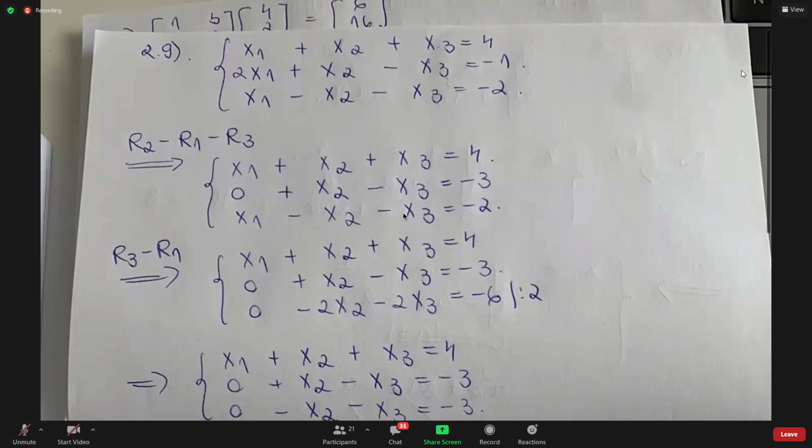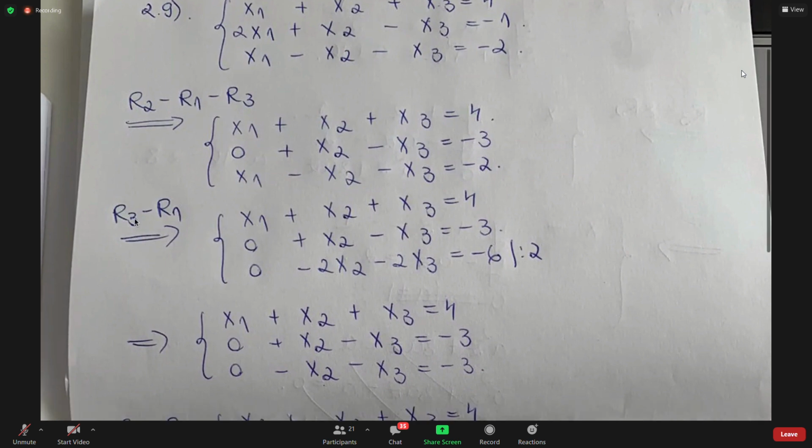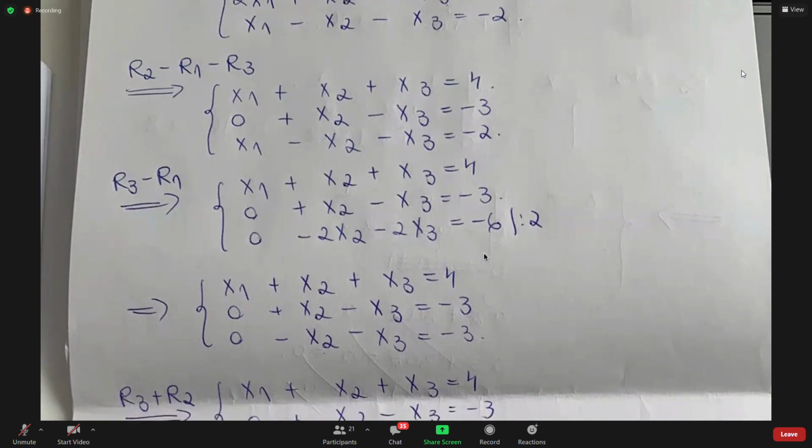So now I have this new system. I look over it again. I see that I have one more x to eliminate. So I decide to do row 3 minus row 1. It's the only operation I can do in order to eliminate this x1. When I conduct row 3 minus row 1, row 2 does not change. The only changes I'm going to make are on row 3. How? x1 minus x1 will come to 0. Minus x2 will become negative 2 times x2. Minus x3 will become negative 2 times x3. It is equal to -2 minus 4, which is -6. And this is the third row as it is.